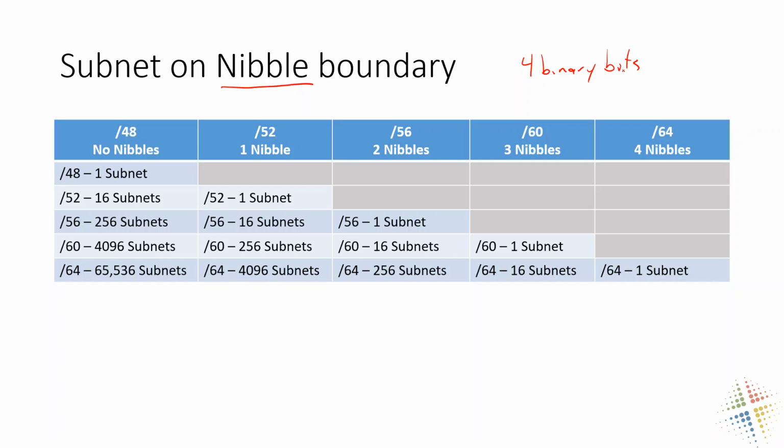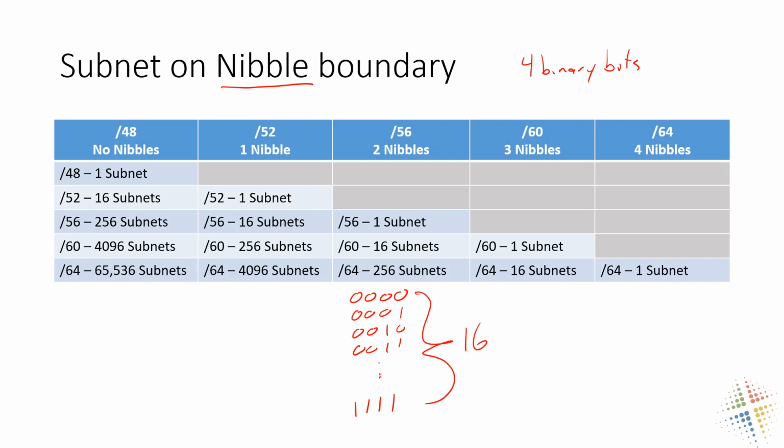So if I have 4 binary bits, start out 0000, 0001, 0010, 0011, all the way down to 1111. If I have 4 binary bits, then that means I have 16 numbers in a nibble. So that will make more sense here as we move forward.